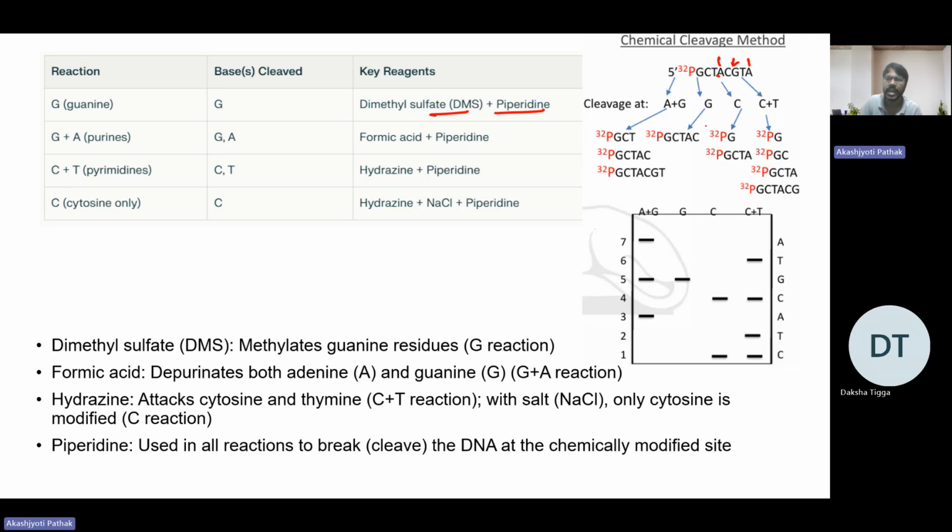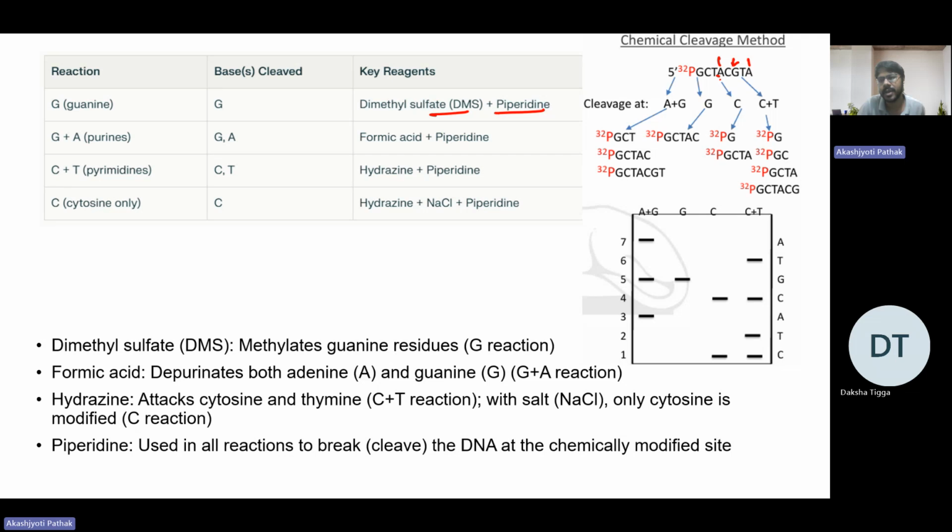Similarly, if it is the G reaction, then it will cleave at the G. So you can get P-GTAC up to this point. Or if it is cleaving directly, then you will get only P32. Or if it is the C reaction, then it will cleave after C. So you will get only one fragment, and the other fragment you will get what?